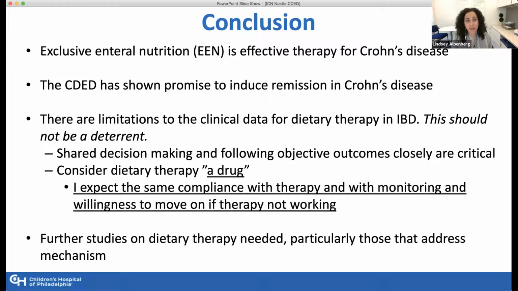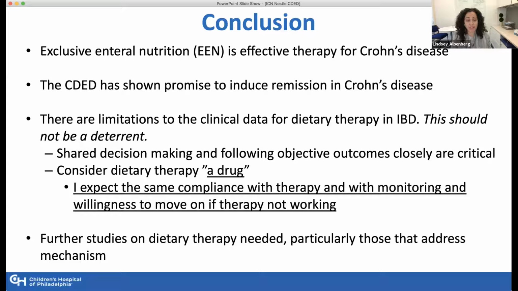Following objective outcomes is really critical given the limitations in data. And when I talk to families about dietary therapy, we talk about the fact that this is your drug. And so I expect the same compliance with the therapy, and more importantly, with monitoring the outcomes of the therapy and willingness to move on if the therapy is not working.